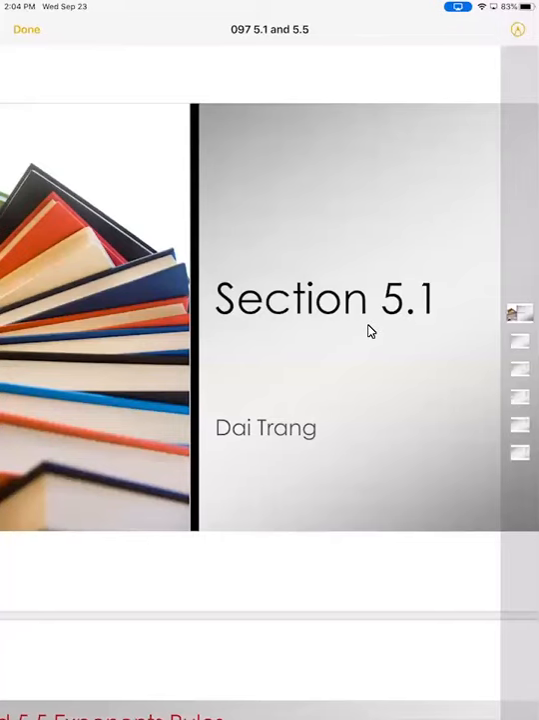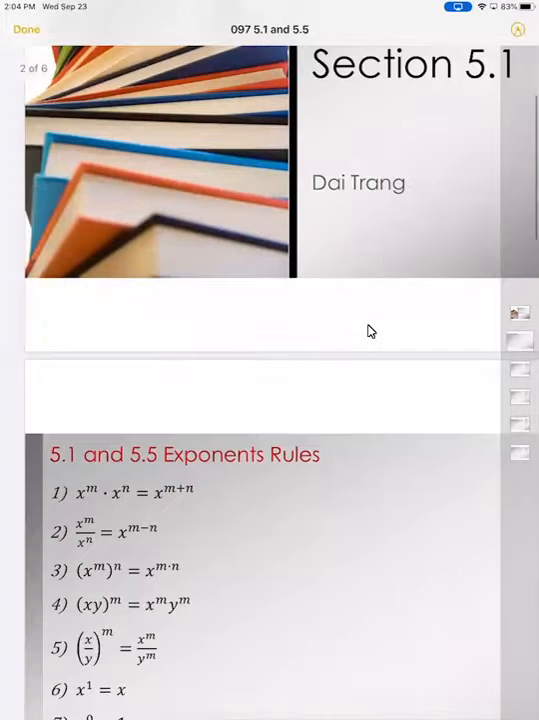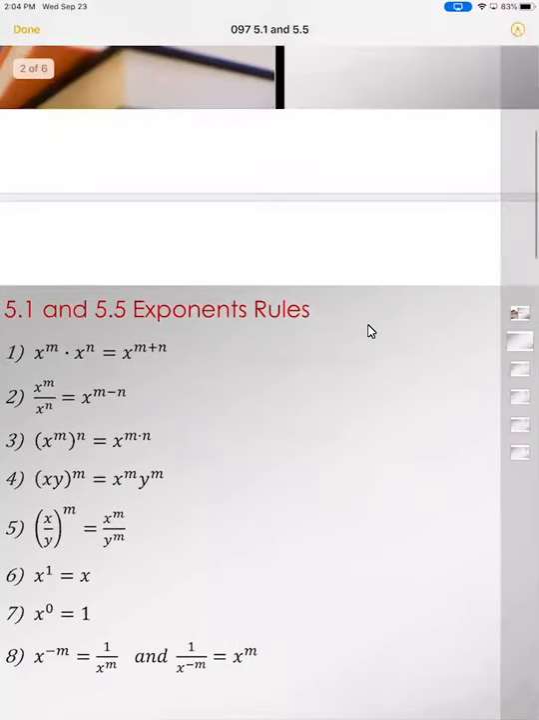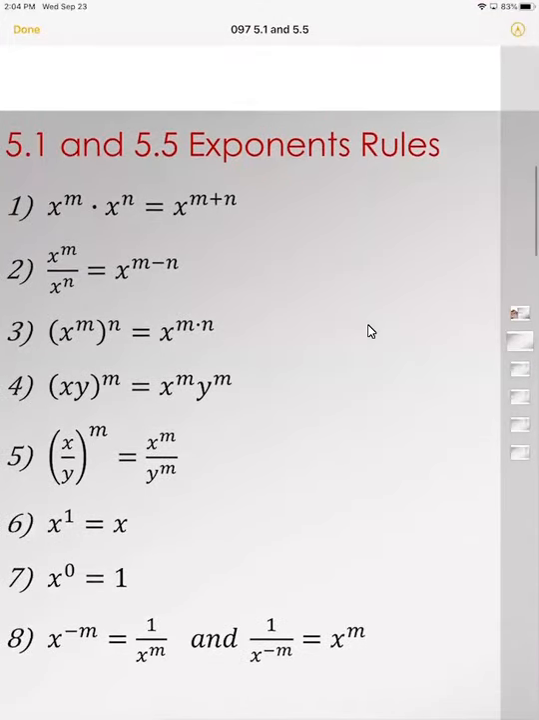If you remember from yesterday, I mentioned in terms of 5.1 and 5.5, we have this new material in terms of the rules for exponents. Reminder that this is only the rules for exponents. And I put it in a way a little bit different from yesterday in the sense that I want to point out that number 1, number 2, and number 3 are the most important rules that you will deal with. Most or all of your problems will involve one of these 3 rules.